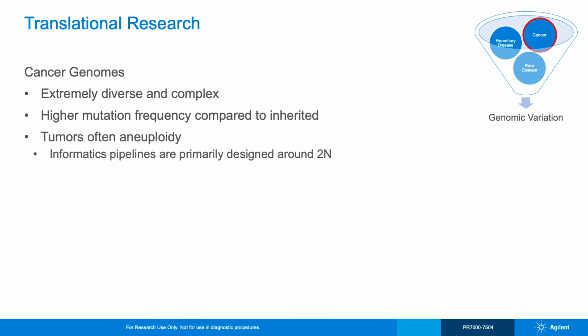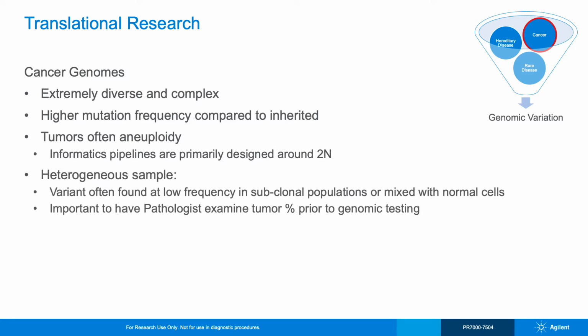Tumors may contain extra or missing genetic material deviating from a multiple of the haploid set. Therefore, informatics pipelines developed around 2N do not work as well for oncology samples. Since the biopsy sample may be a heterogeneous mixture of tumor clones and normal cells, variants may be present at a low variant allele frequency. It is essential to know the tumor percentage of a sample before genomic interrogation. Tumors vary in size, so the amount of sample available for processing may be small and limited.